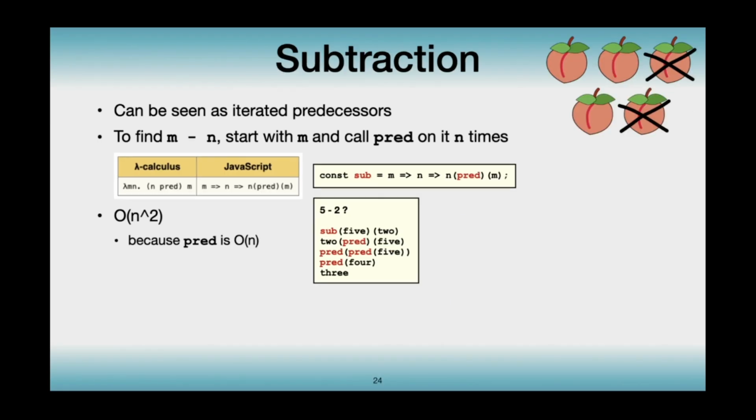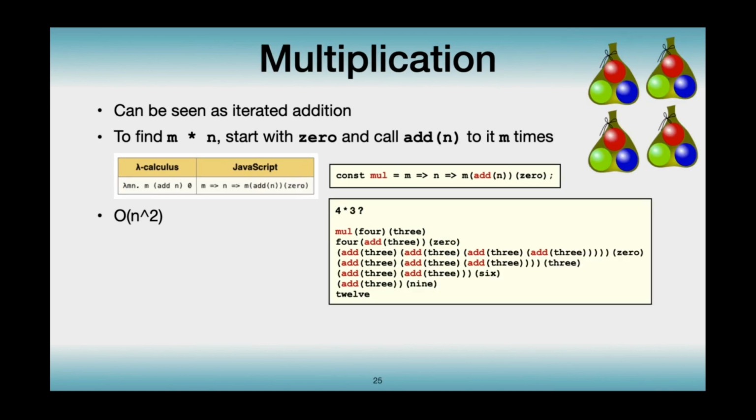How about subtraction? Addition was just iterating successors, and here we're iterating predecessors. So I say, let's start with the first number, 5 in this case, and then I want to ask for its predecessor 2 times, and I'll get down to the 3. So that's the way you would write it. This is even worse. This is order n squared, because the predecessor function was order n, and I'm doing that n times, but it works.